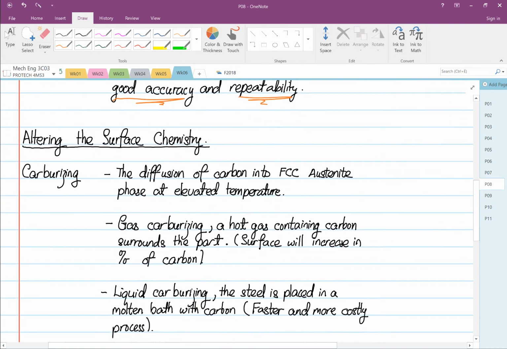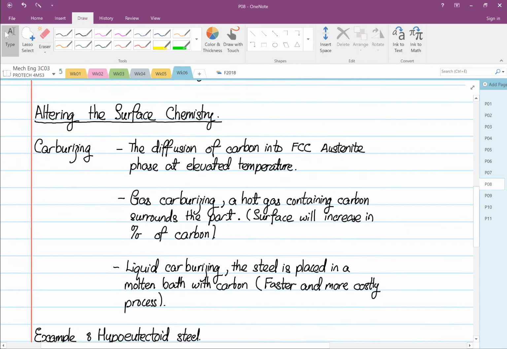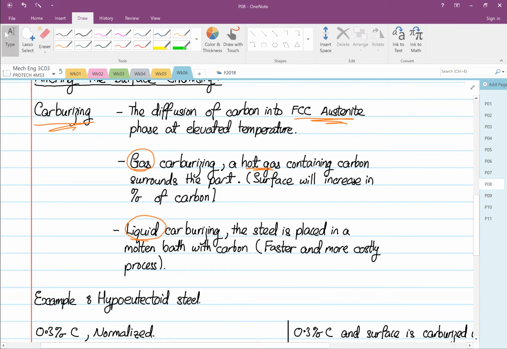Now, the other way to do surface hardening is altering the surface chemistry. One way is carburizing, which is the diffusion of carbon into the FCC. Again, you have to heat up the FCC phase at elevated temperature. Carburizing can be broken down into gas carburizing, which surrounds the part with hot gas, or liquid carburizing, where the steel is placed in a molten bath with carbon. The liquid method is much faster.